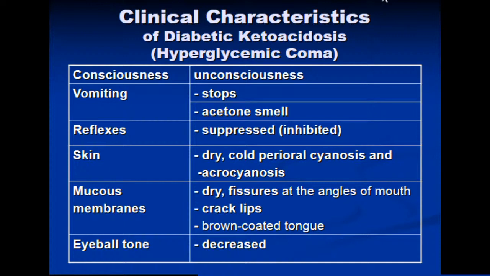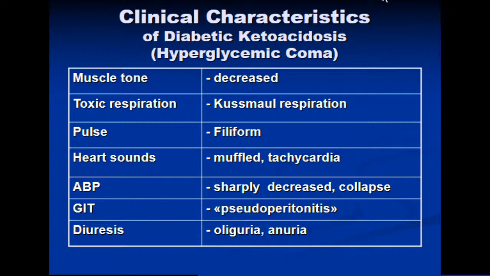Clinical characteristics of diabetic ketoacidosis. Vomiting stops, unconsciousness, acetone smell from the mouth, reflexes suppressed. Skin dry, cold, perioral cyanosis and acrocyanosis. Mucous membranes dry, fissures at the angles of the mouth, cracked lips, brown coated tongue, eyeball tone decreased. Muscle tone decreased.